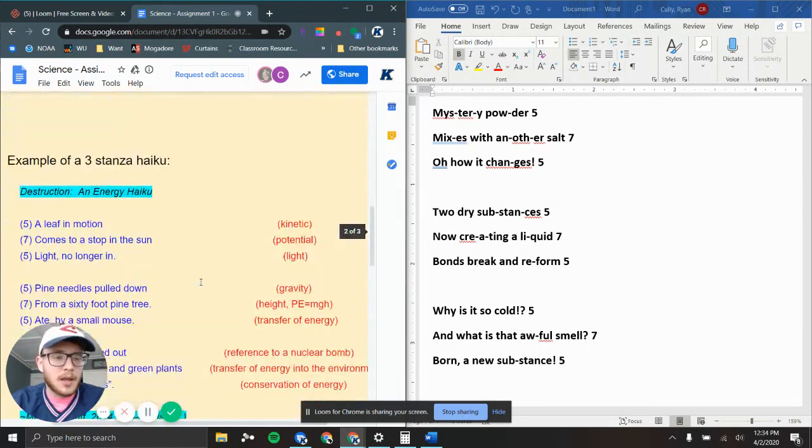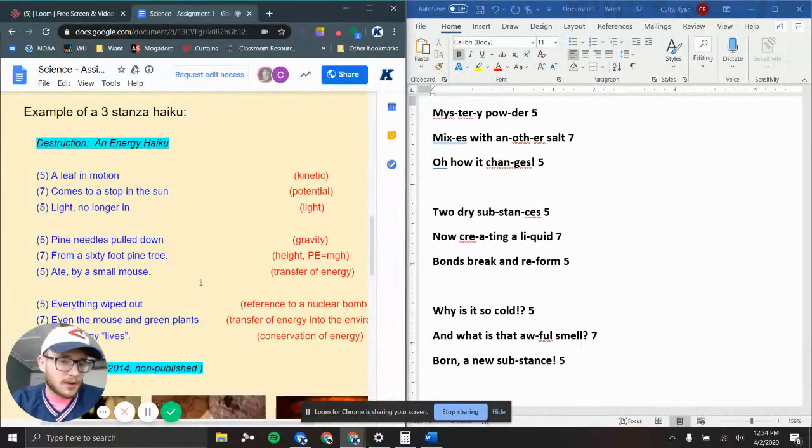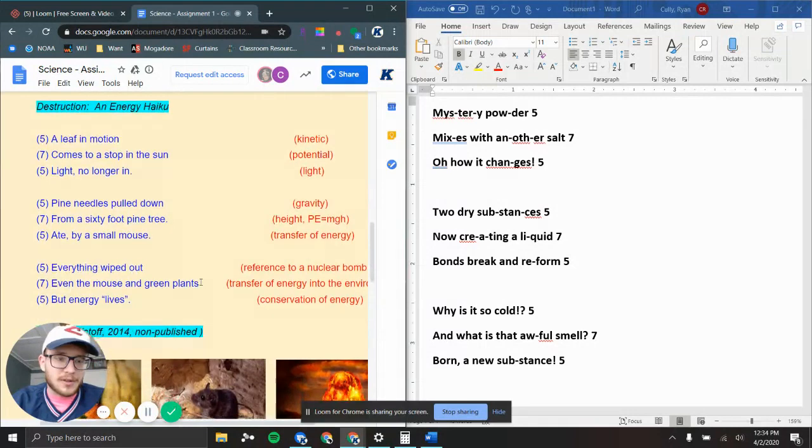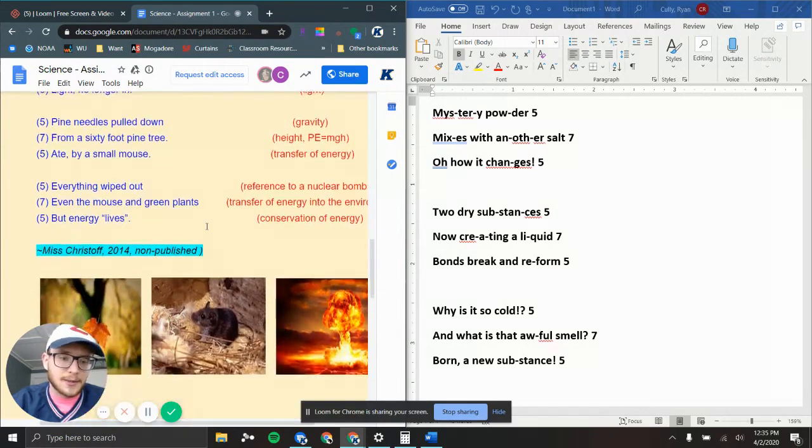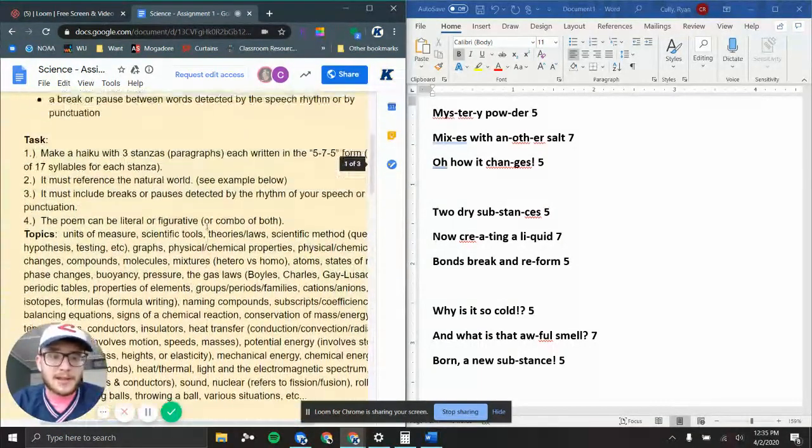But really, just anything science related, and you can tie it back into what we've been learning, you're going to get full credit. And then here's another example that Ms. Christoph made, but hers is all about physics, which we have not dealt with. So this might not make a lot of sense to you, but that's another example that you can look at too if you're confused.